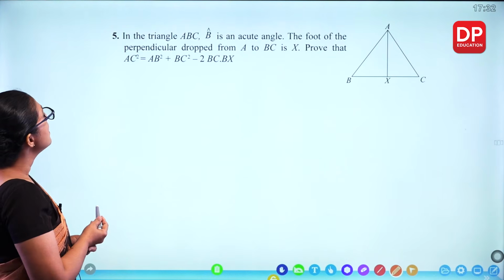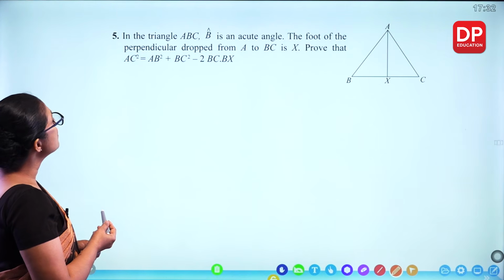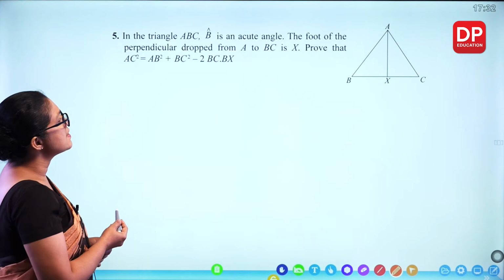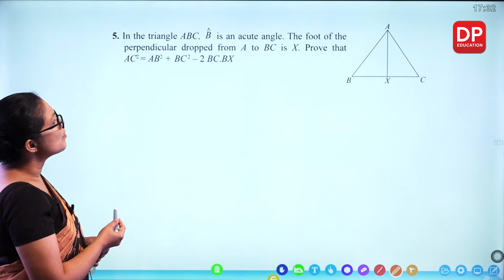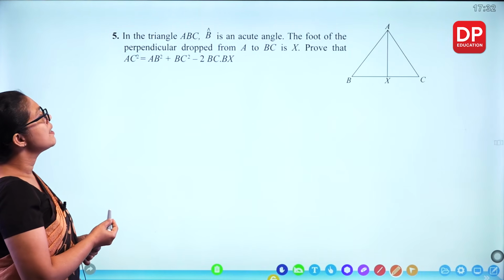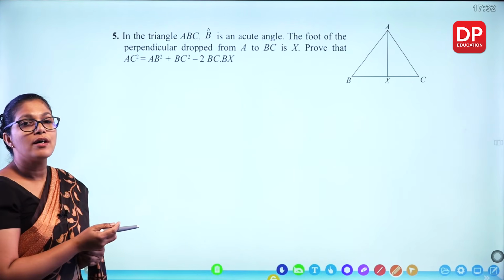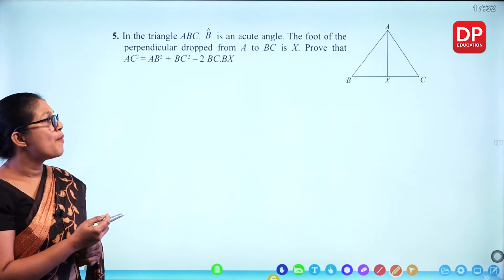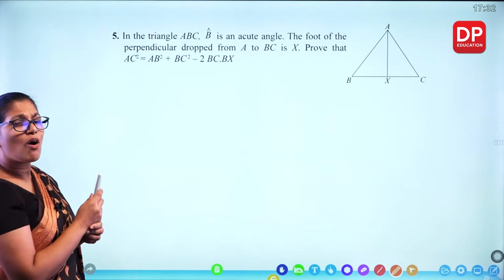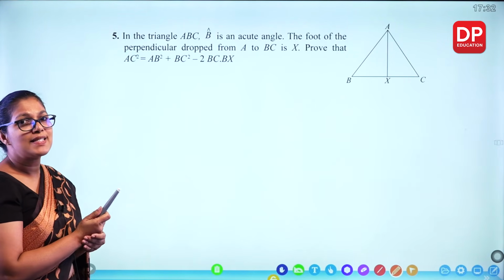Question number 5. In the triangle ABC, B is an acute angle. The foot of the perpendicular drop from A to BC is X. Prove that AC squared is equal to AB squared plus BC squared minus 2BC BX. So this is done only for acute angle. You can do this for obtuse angle as well. Then this becomes plus. So we call it Apollonius theorem. You will get this in combined maths A-level class.